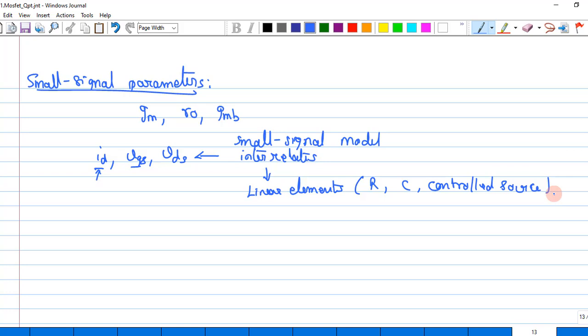I just want to know how these incremental changes are happening across my current ID when I have an incremental change that I'm trying to make across my VGS. Okay, so this is what I just want to relate, and possibly I want to figure out what relates this incremental change with that incremental change.